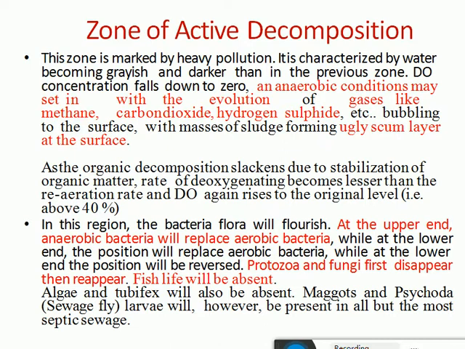Here, due to the excessive stabilization of organic matter, the deoxygenation becomes less than the reaeration rate, and the DO again rises to the original level, that is above 40%. In this region, the bacterial flora will flourish. At the upper end, anaerobic bacteria will replace aerobic bacteria, while at the lower end the position will be reversed. Protozoa and fungi first disappear, then start to reappear, and fish life will be completely absent. Some of the bottom dwelling organisms which are tolerant may be present.